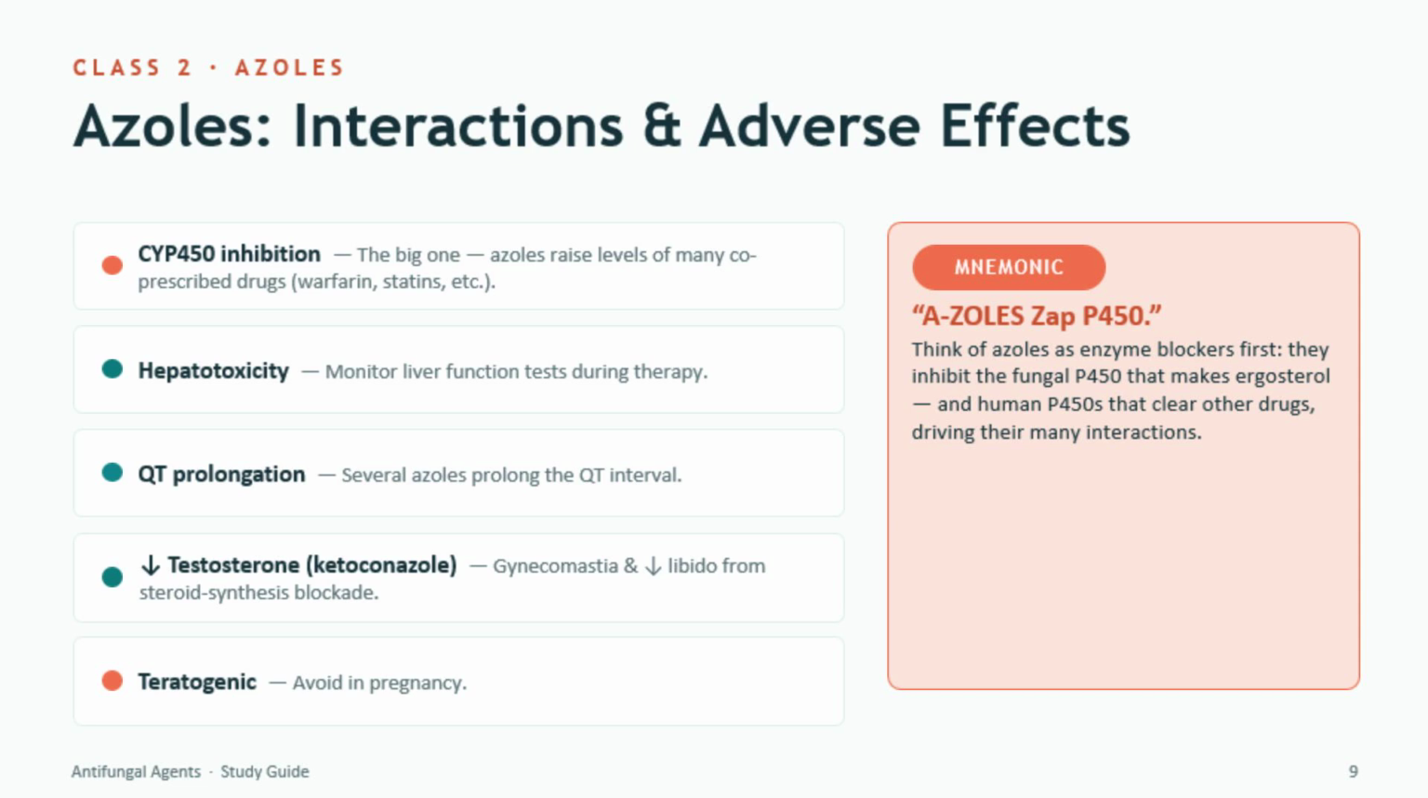Several azoles prolong the QT interval. Ketoconazole in particular blocks steroid synthesis, dropping testosterone and causing gynecomastia and reduced libido. And they're teratogenic, so avoid them in pregnancy.